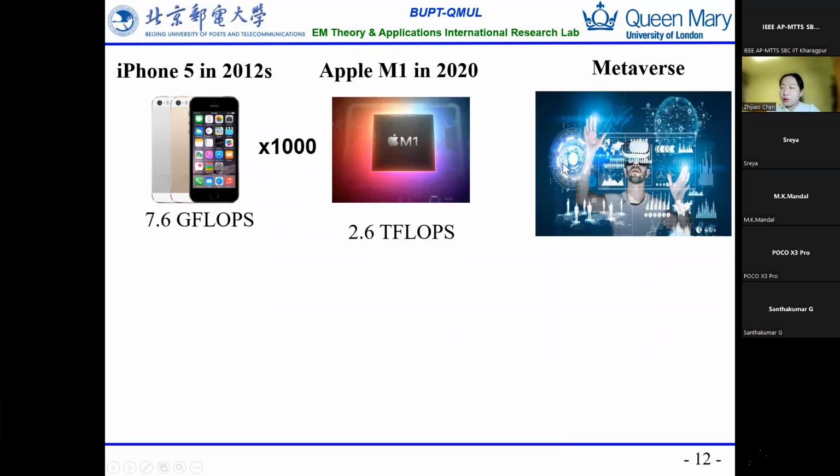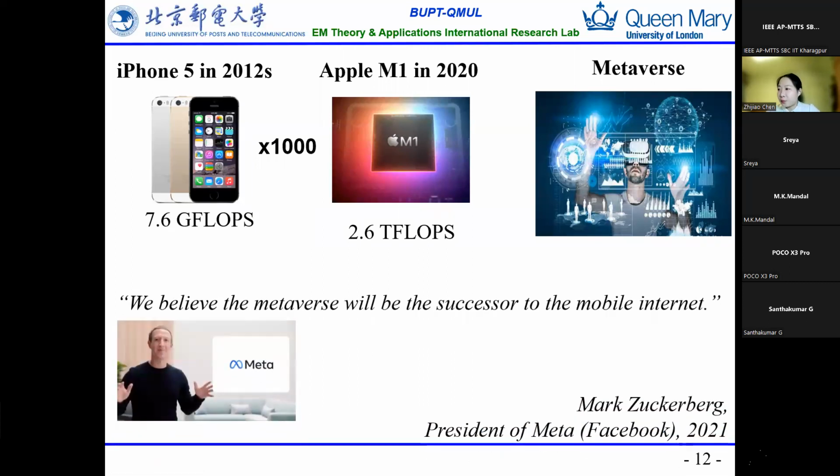And in the very near future, the metaverse is coming. For example, the president of Facebook, Mark Zuckerberg, changed the name of his social network to Meta. His social company is becoming a metaverse company, and he also said, "I believe the metaverse will be the successor to the mobile internet." That means it's coming very fast.